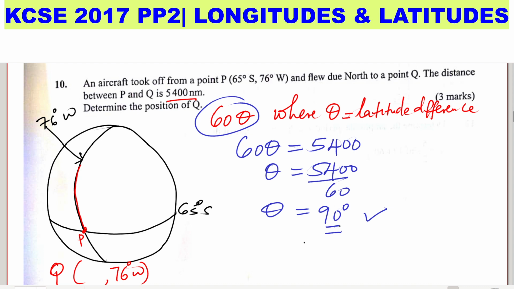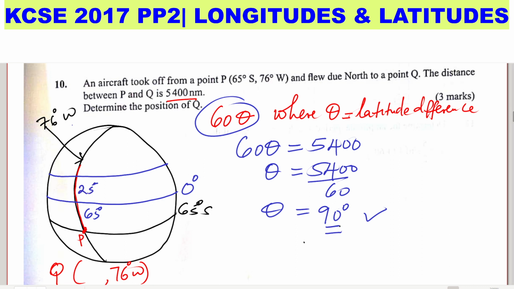So I can draw the equator here. The equator is 0 degrees. And I want you to check something here. The latitude difference is 90 degrees and it flew due north. From P to the equator, that is already a difference of 65 degrees. So we need to have 90. What is remaining to make the difference of 90? 25 degrees is remaining.